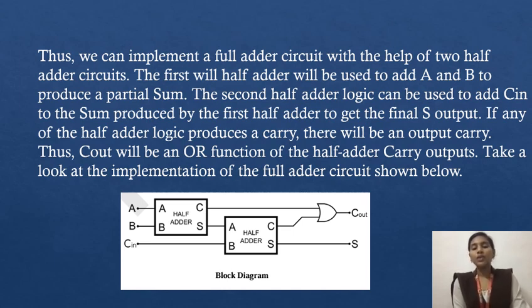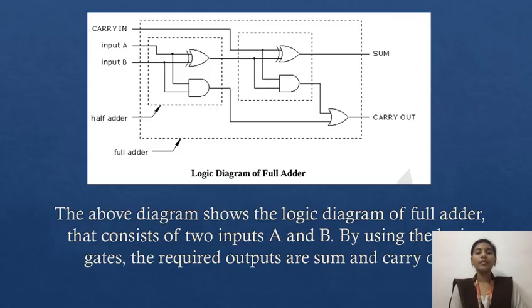So we used XOR gate between A and B to produce the partial sum, and we used OR function to produce the Cout from the carry outputs. The above diagram represents the logic diagram of full adder. As we have discussed before, the block diagram of the full adder consists of half adders which give us the output. In this, we use gates to produce the outputs. So as we know, it consists of three inputs: carry in, input A, input B, and by using the XOR gates, AND gate and OR gate, it gives the sum and carry.